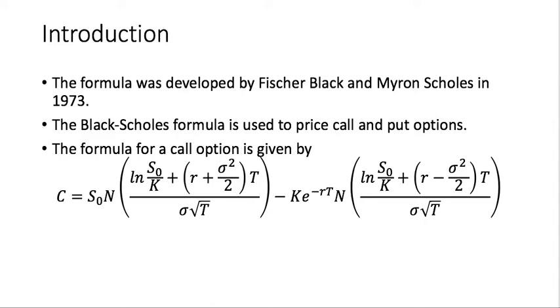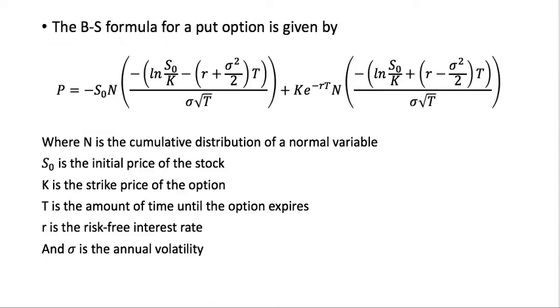The formula was developed by Fisher Black and Myron Scholes in 1973, hence the name Black-Scholes. And it is basically used to price call and put options. So here is the basic formula for a call option. The formula for a put option is given on the next page, which is essentially the same, just with a few sign changes. Here it is.